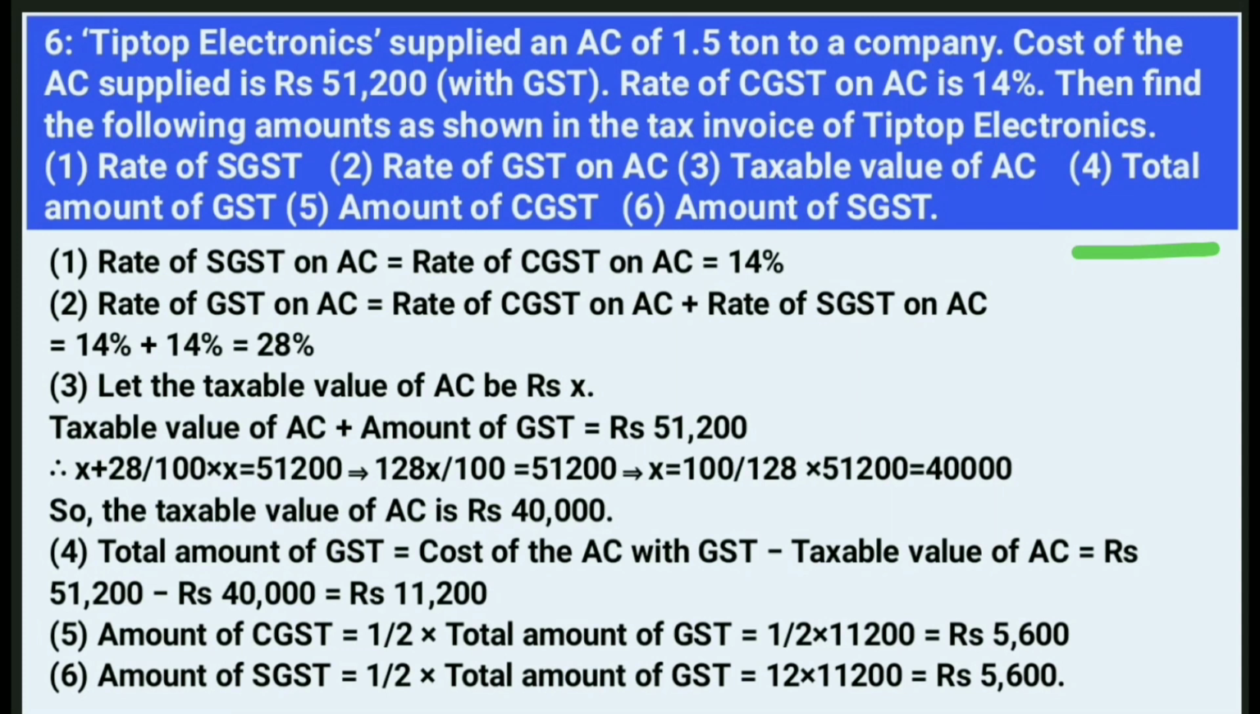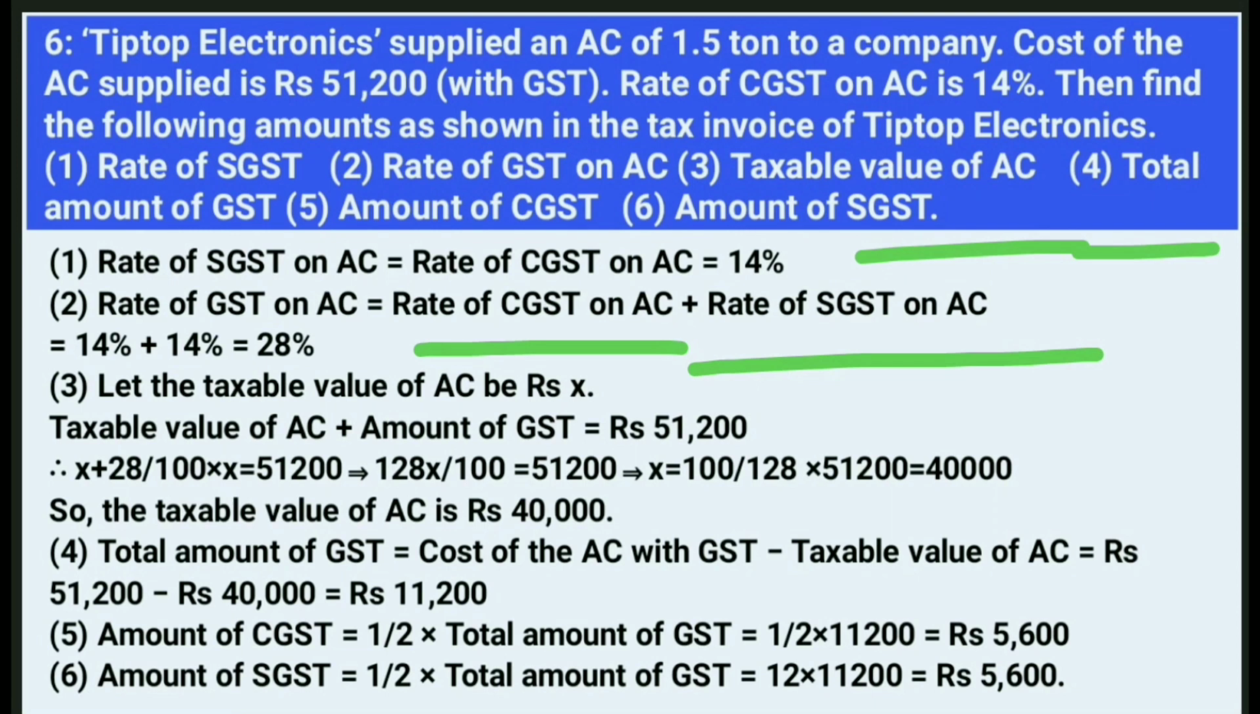So first, rate of SGST on AC is equal to rate of CGST on AC is equal to 14%. 2. Rate of GST on AC is equal to rate of CGST on AC plus rate of SGST on AC, that equals to 14% plus 14% is equal to 28%. Let the taxable value of AC be rupees X.